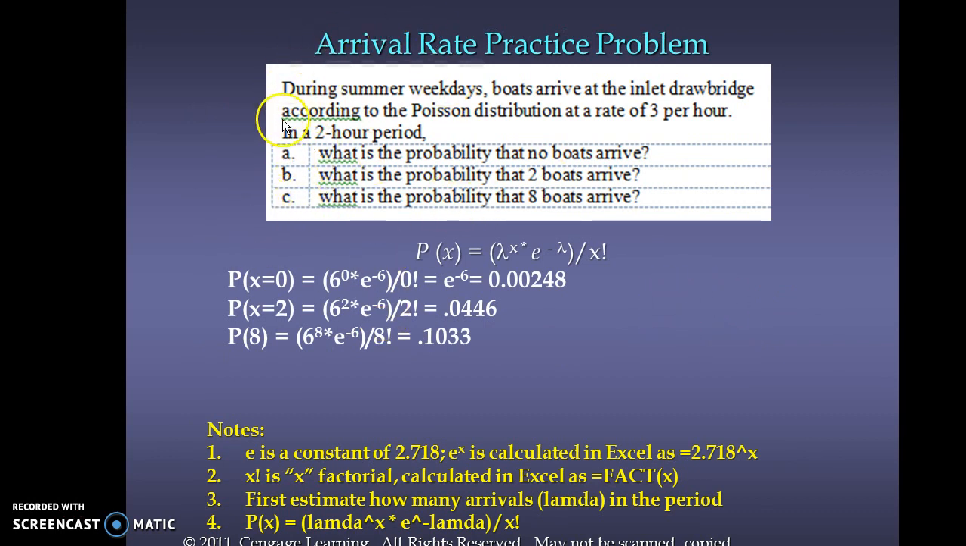So let's look at another practice problem. The answers to these practice problems are given to you in a file that I posted as well. During summer weekdays, some boats arrive at a drawbridge at a Poisson distribution rate of 3 per hour. In a given 2-hour period, what's the probability that none arrive, that 2 arrive, that 8 arrive? In that case, we're using the same formula. We have x equal to 0, do the calculation, x equal to 2, do the calculation, x equal to 8, do the calculation. It should be very simple and formulaic for you to follow this.